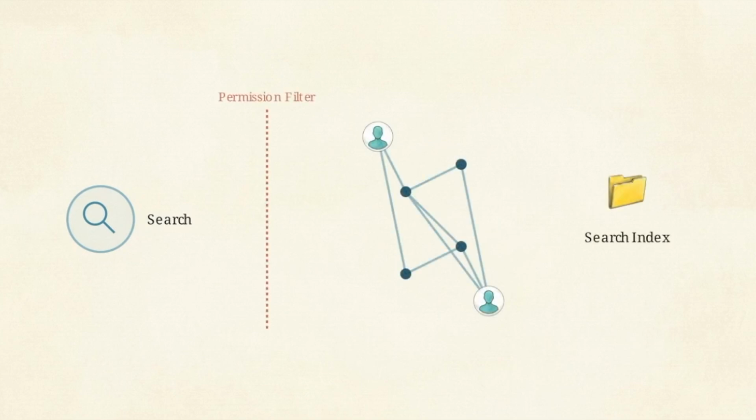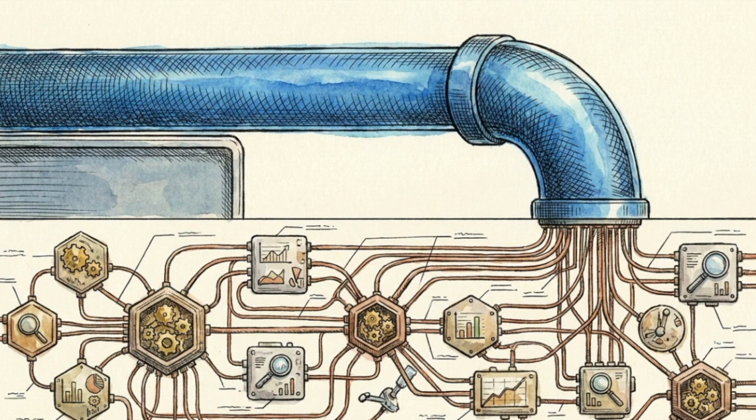The indexer must cross-reference the file content with the permission graph, ensuring that search results only appear for users who have been granted explicit access. This event-driven model ensures that heavy, non-critical processing tasks never block the primary upload flow.